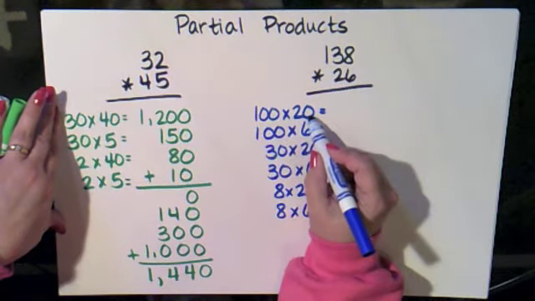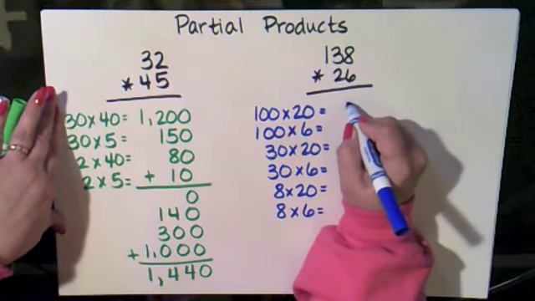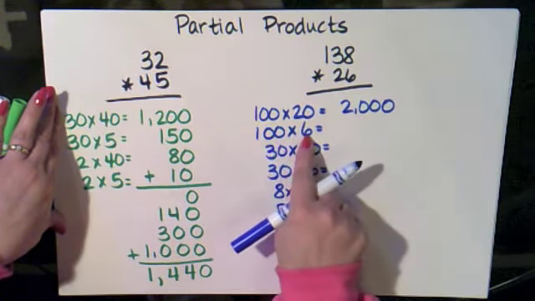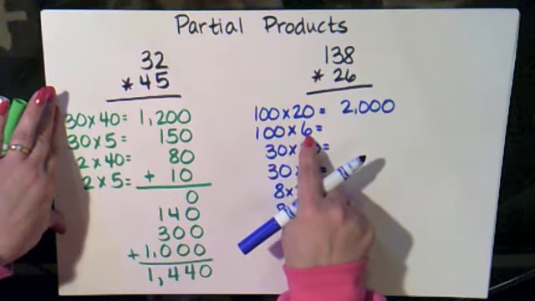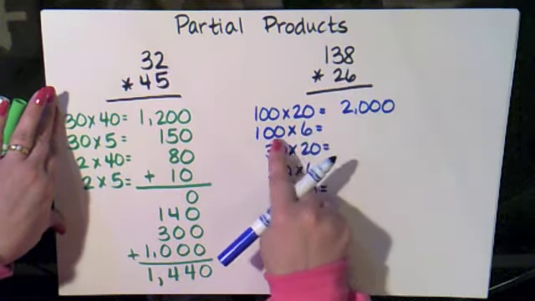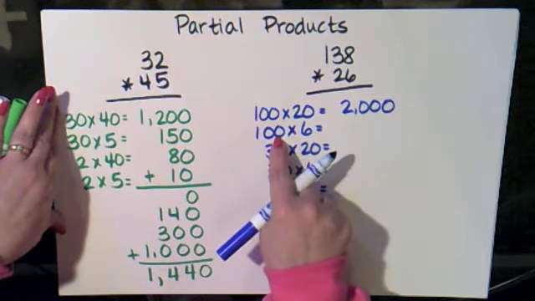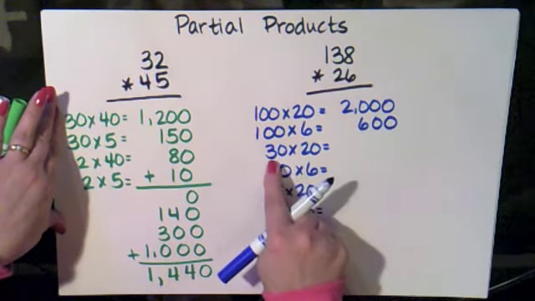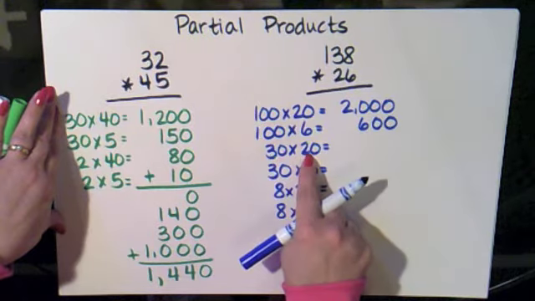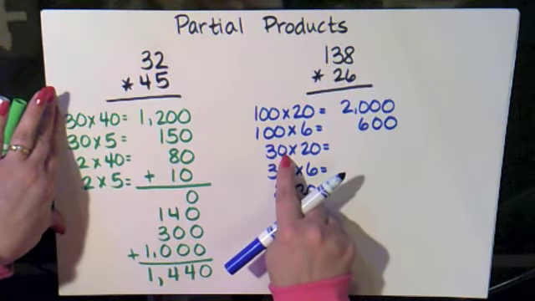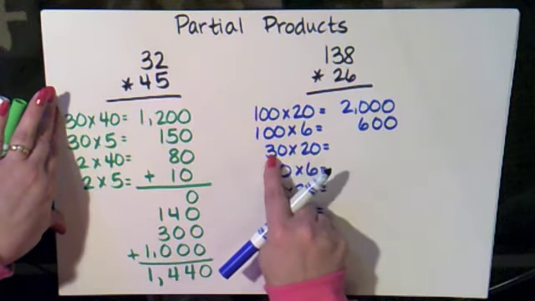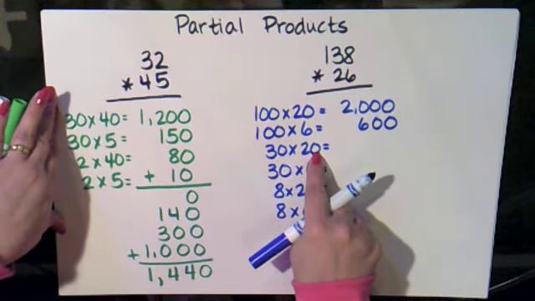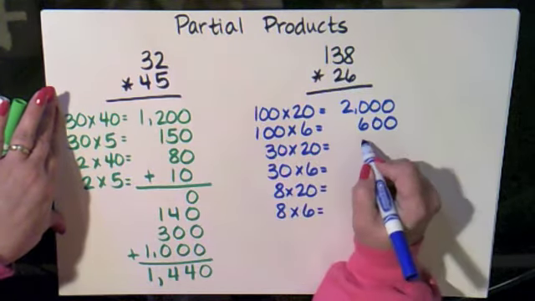100 groups of 20 gives me 2,000. 100 groups of 6, and I know that the commutative property tells me I can multiply in any order, so I can also think of it as 6 groups of 100. 6 groups of 100 is 600. I know I have 30 groups of 20, and 30 is really 3 groups of 10, and 20 is 2 groups of 10. 3 times 2 is 6. 10 times 10 is 100.